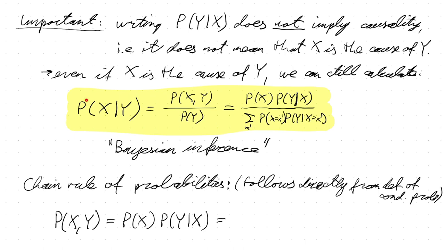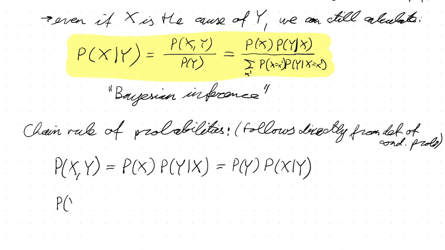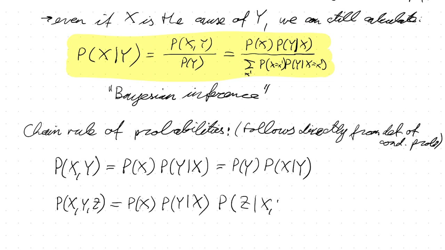But also, as I said, you can write out the opposite direction of the conditional probability. So you can also always write this as P of y times P of x given y. And then if you have three random variables, P of x, y, z, you can, for example, always write this as P of x times P of y given x times P of z given x, comma y, and it should be clear now how this part, which conditions on both of them, is defined. You just take the joint of x, y, and z and divide by the joint of x and y. And all three possible permutations here are valid. This is called the chain rule of probabilities.